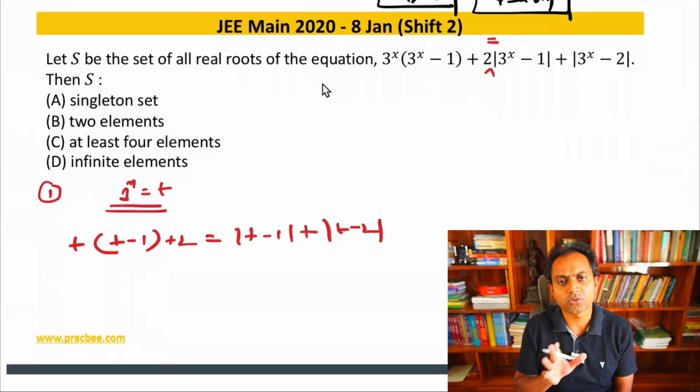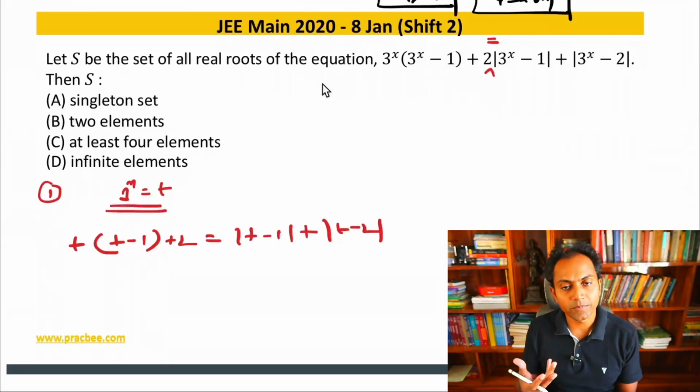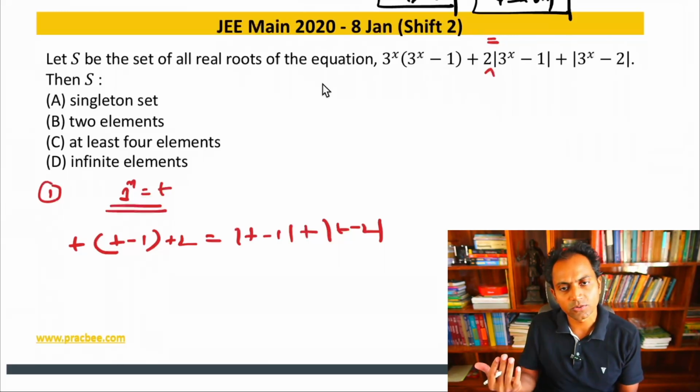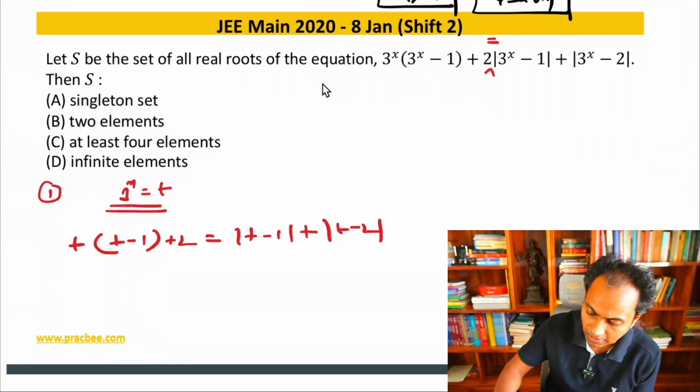Now the question is not asking us the exact solutions. So it is not required to interpret this into 3 cases, t is smaller than 1, between 1 and 2, greater than 2, and then solve it. We just need to find the number of solutions. So we can solve this question graphically.